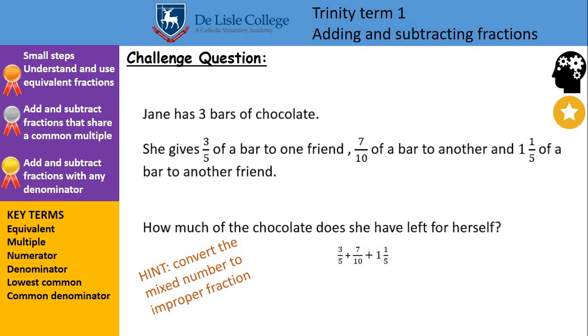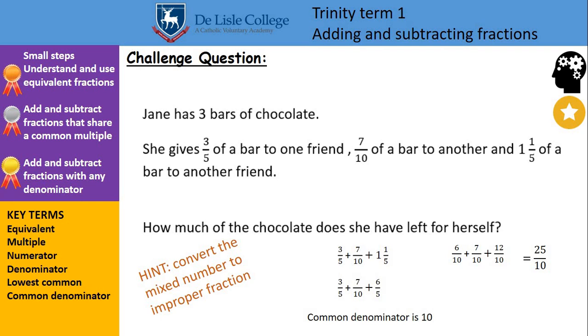Now, if we convert the mixed number to an improper fraction, to do that, you multiply your integer, the 1, by the denominator 5, add the numerator, which is 1, and that'll get you 6/5. So 3/5 plus 7/10 plus 6/5. We're adding fractions with different denominators, so we need a common denominator. I think the most obvious one here would be 10. We can rewrite that as 6/10 plus 7/10 plus 12/10. Adding those together is 25/10.